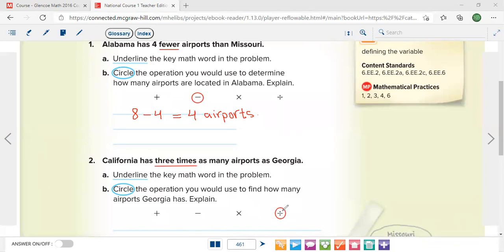Why are we using division? Because California is 3 times Georgia. So if we know Georgia, we will multiply by 3. But we know California and we need Georgia. So we will divide. Explain. So this will be California, it was 24, divided by 3. This will give you 8 airports.